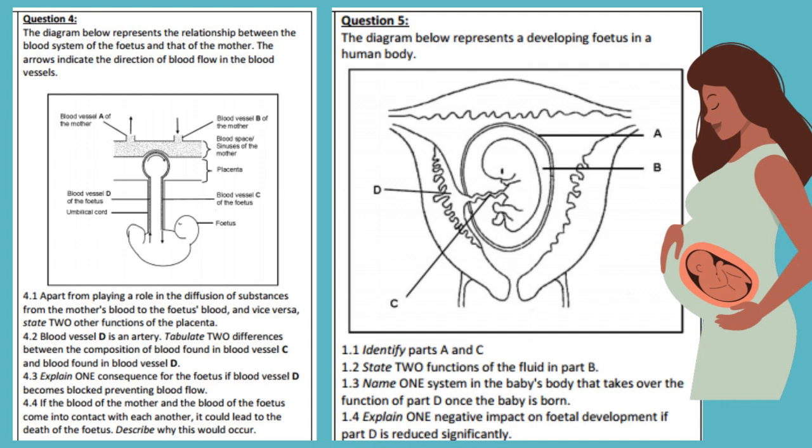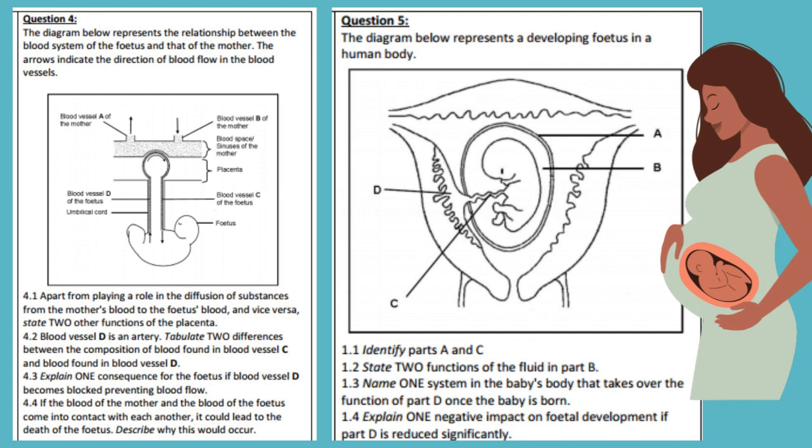4.2 Blood vessel D is an artery. Tabulate 2 differences between the composition of blood found in blood vessel C and blood found in blood vessel D. 4.3 Explain one consequence for the fetus if blood vessel D becomes blocked, preventing blood flow. 4.4 If the blood of the mother and the blood of the fetus come into contact with one another, it could lead to the death of the fetus. Describe why this would occur.